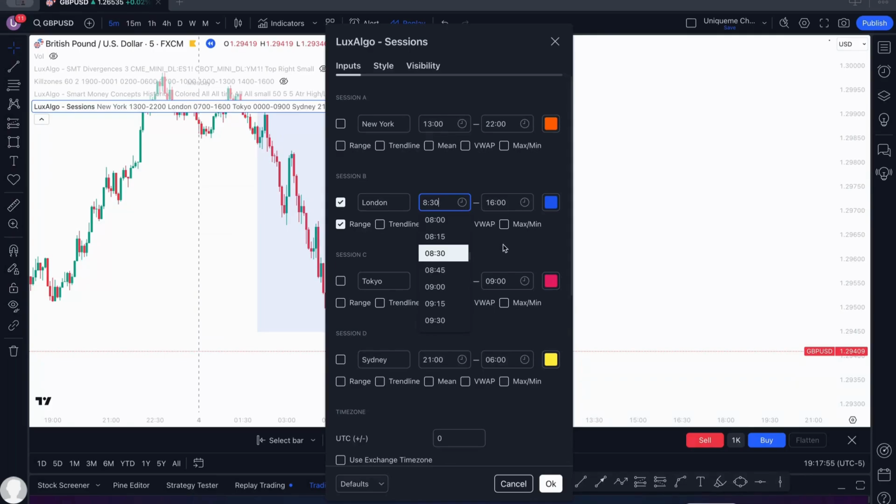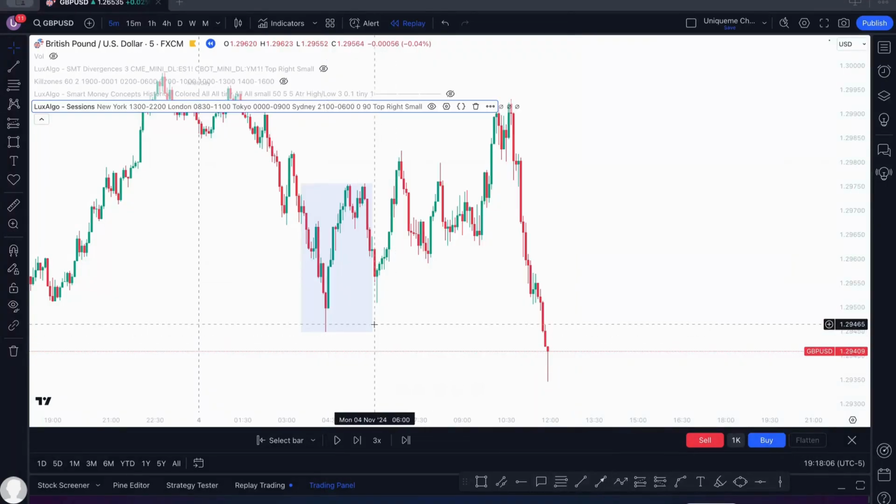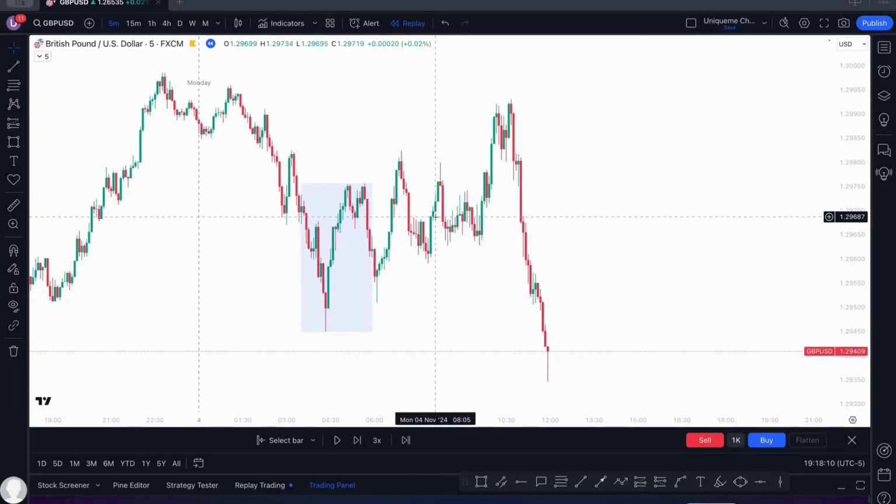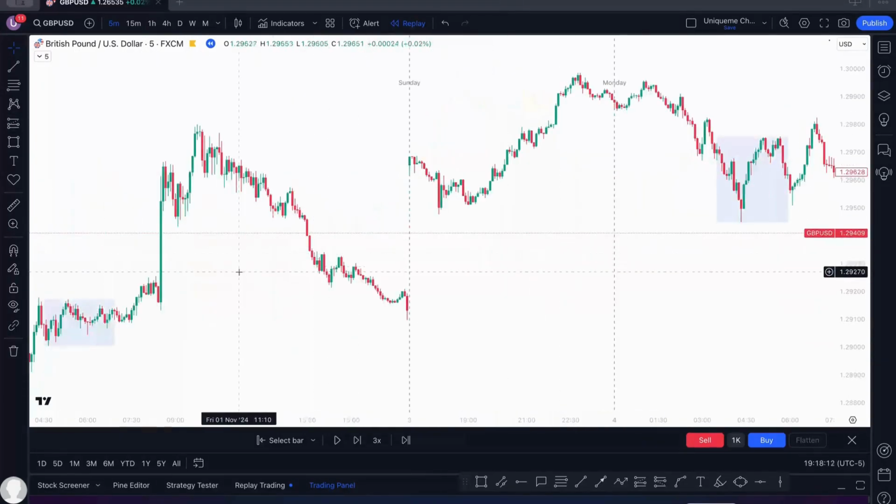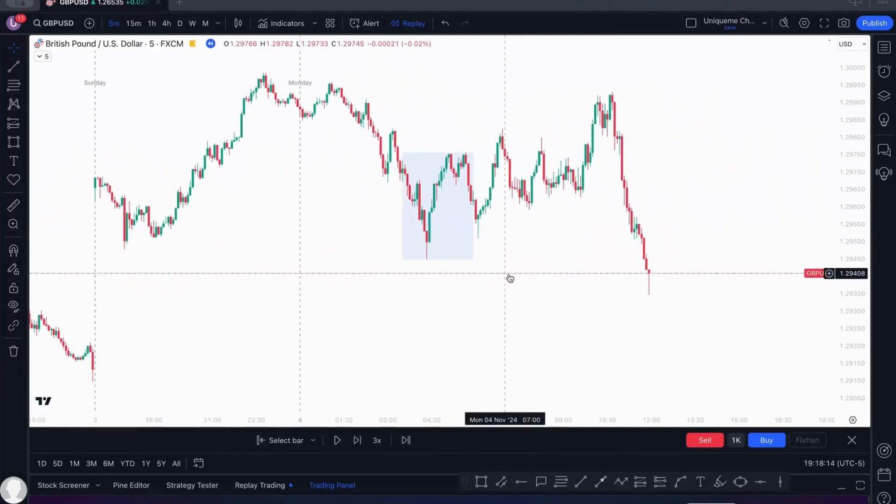I'll set it from 8:30 to 11 a.m. That's my London time. This is set in London session timing. And this is it. Now, how do I trade this? I'm going to trade this during the New York session.